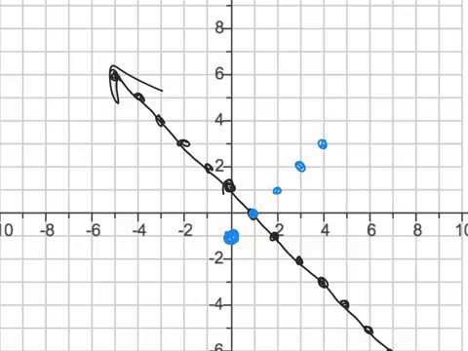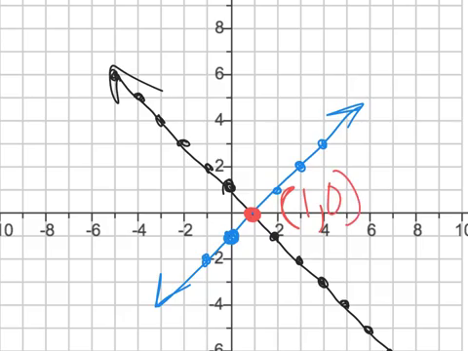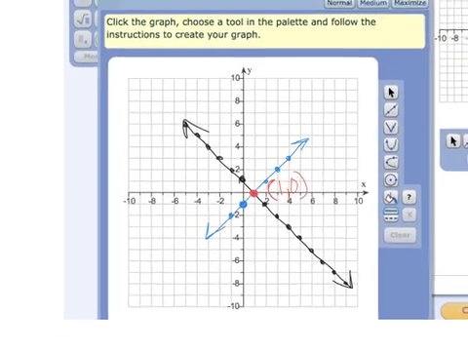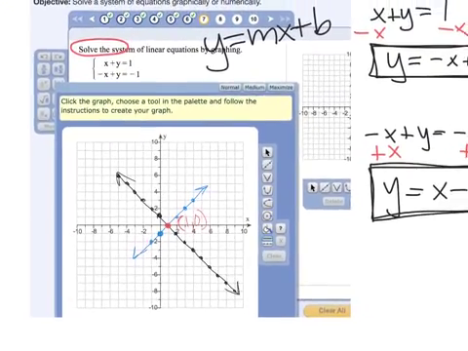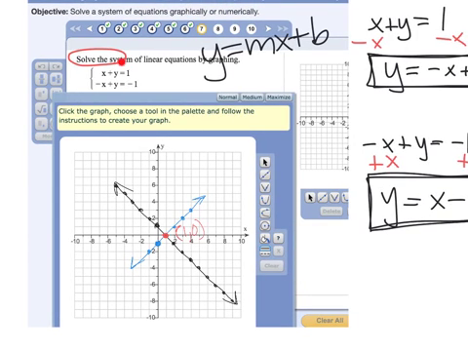And already we can see where these two lines intersect. They intersect right there, and that location is 1, 0. So that is your answer, this solution. The solution is they intersect at 1, 0.